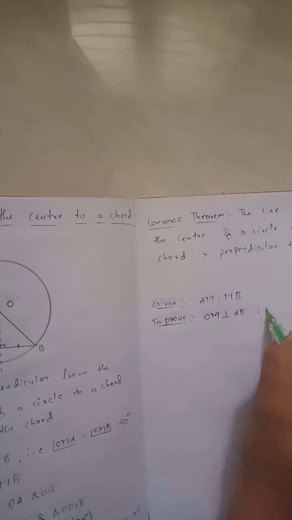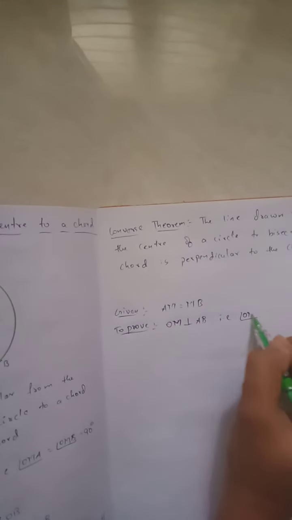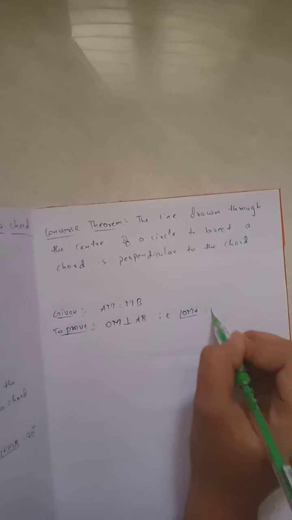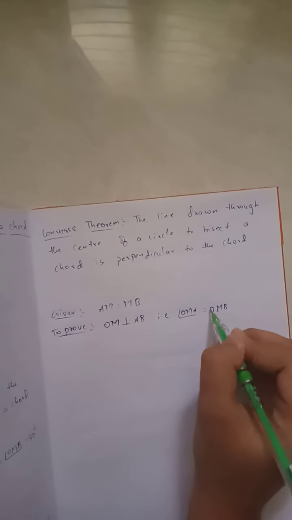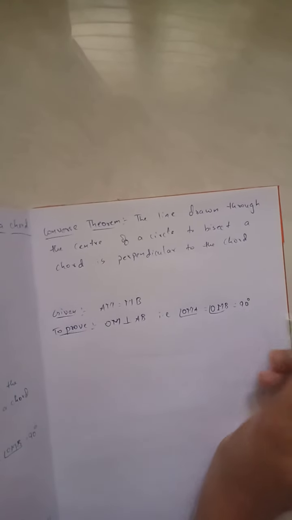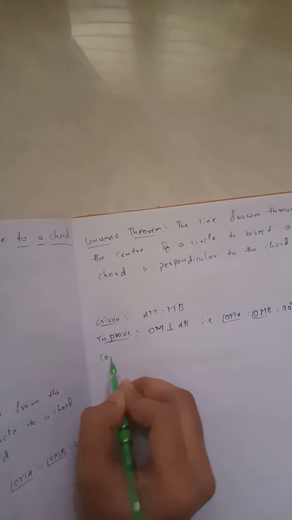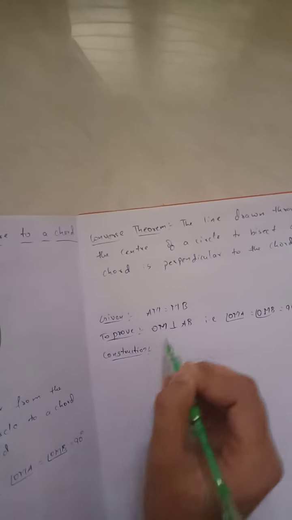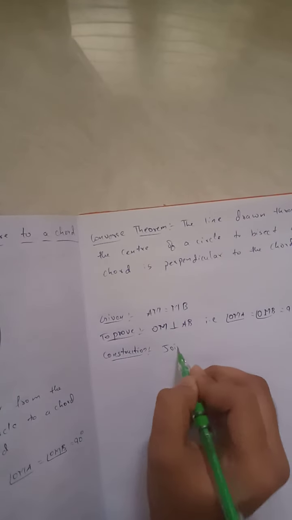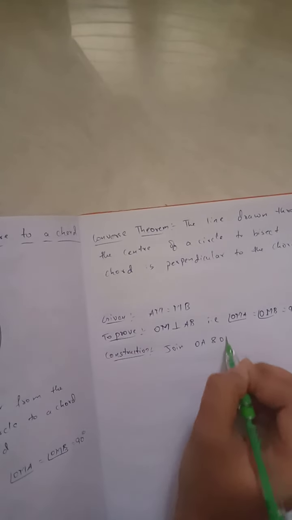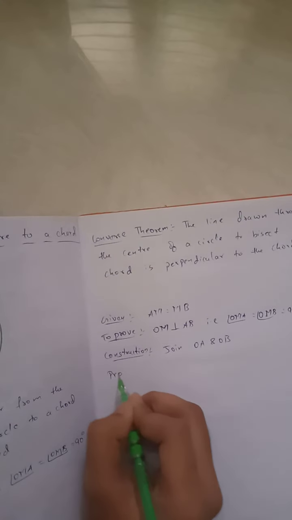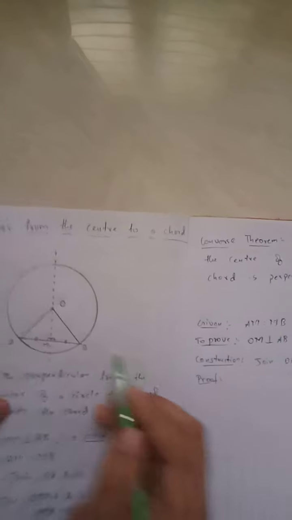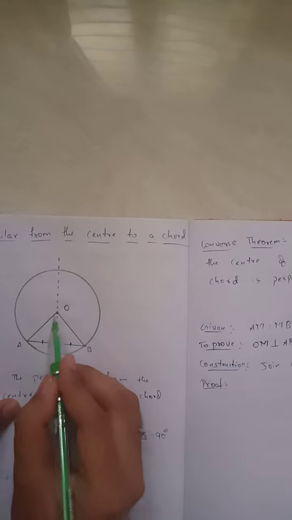That is, angle OMA is equal to angle OMB is equal to 90 degrees. So here also we need to do the same construction. We should join OA and OB. The proof is, we need to compare these two triangles.